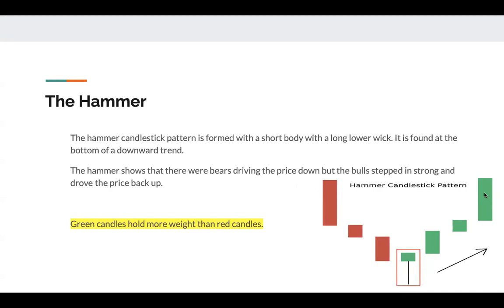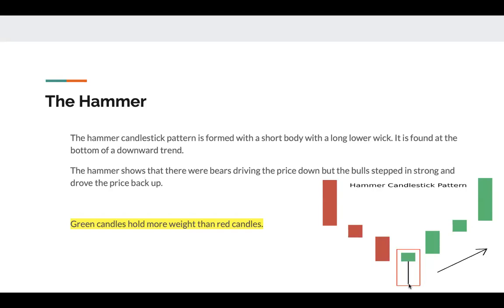The hammer shows that there were bears driving the price down. Remember, when we go back to the first slide, on the green candle we have the opening price. The open price starts here and the closing price is here. So how did this candlestick form? Right here was the opening price. We opened here, and the bears came in and drove the price down. And remember, that's the lowest it has been.